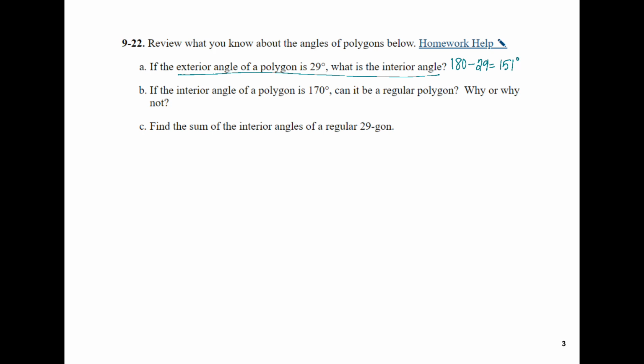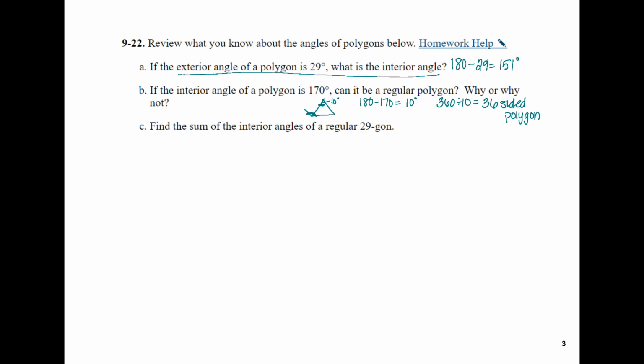If the interior angle of the polygon is 170 degrees, can it be a regular polygon? Why or why not? So when we think about the interior angles of a polygon, our central angle is 180 minus our interior angle, which in this case would leave our central angle to be 10 degrees. We then know that the central angles sum to 360, and we know that 360 is divisible by 10, so it goes evenly, so we would have a 36-sided polygon. So a polygon with an interior angle of 170 degrees is a 36-sided regular polygon.